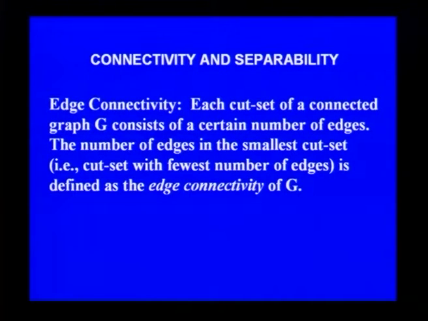Each cut set of a connected graph G consists of a certain number of edges. The number of edges in the smallest cut set, that is the cut set with the fewest number of edges, is defined as the edge connectivity of G. So the edge connectivity is defined as the size of the smallest cut set.